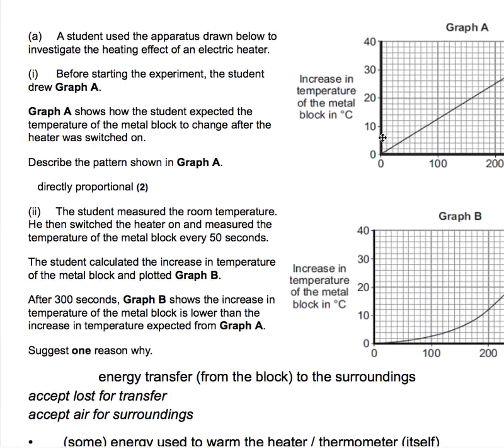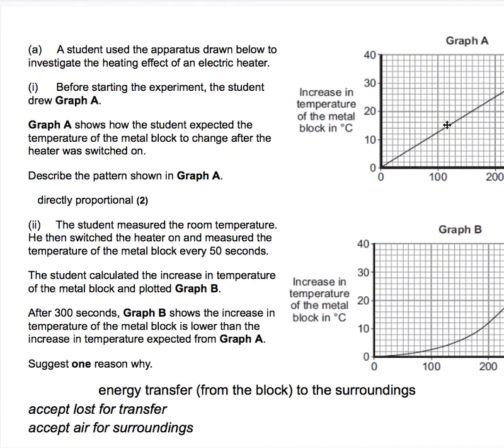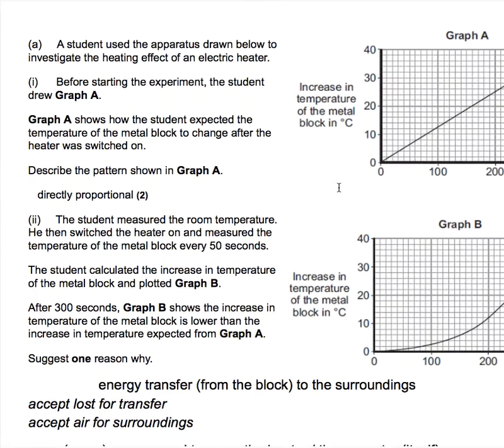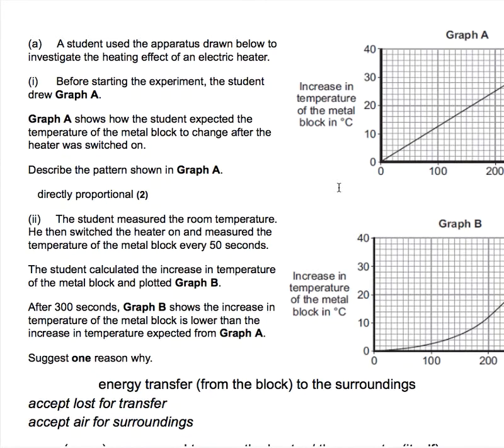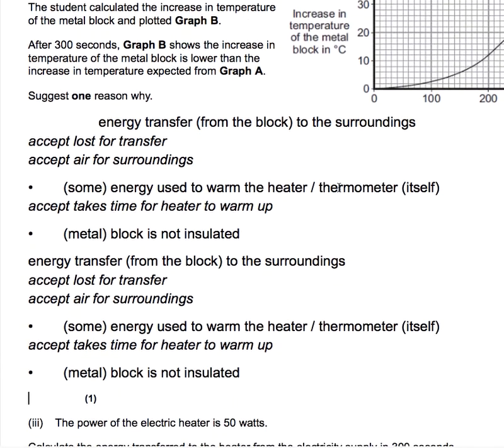Clearly here there is no allowance for energy being transferred from the block to the environment. There is no allowance for energy being used to change the temperature of the heater, the thermometer, as well as the block. So here are the things that you can say. These are all the practical points that you were careful to note when you actually did this practical, and you can see the importance of knowing these practicals really well here.